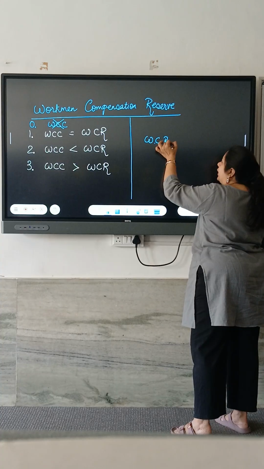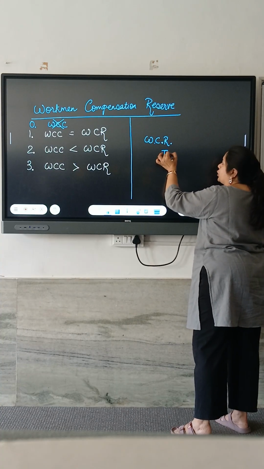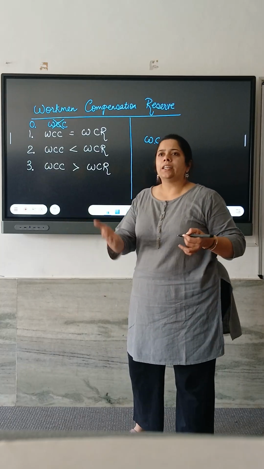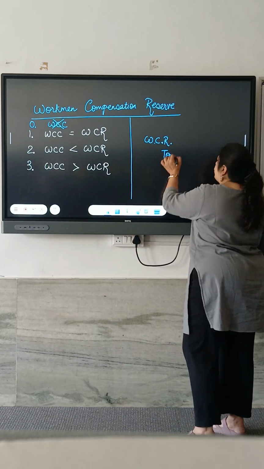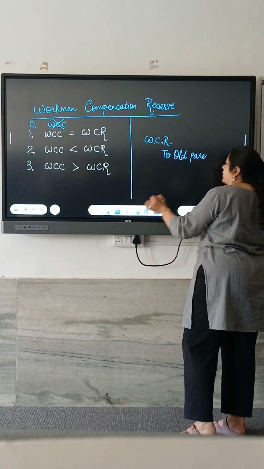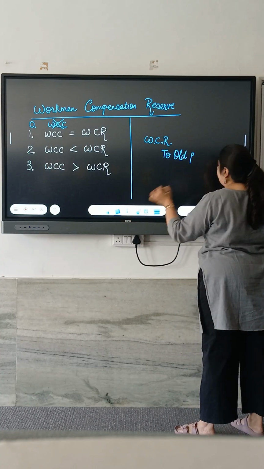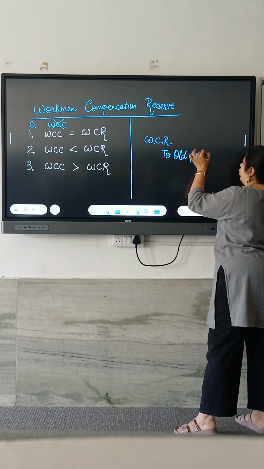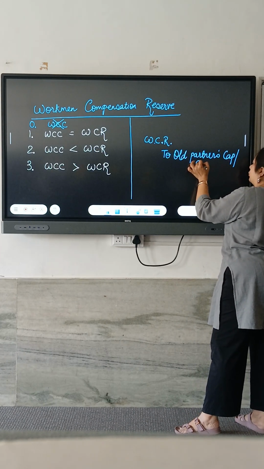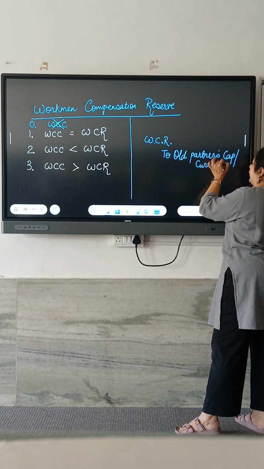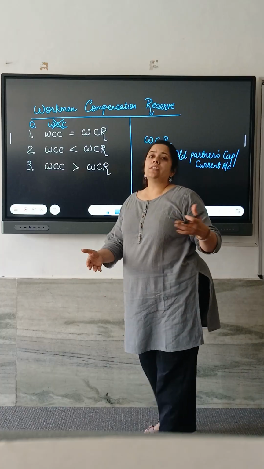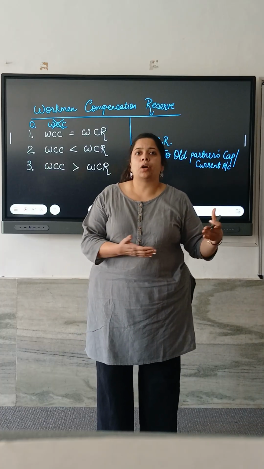You are going to distribute this workman compensation reserve, we call it WCR, amongst all the old partners who were existing in the partnership firm. To old partners' capital or current account. Now, when do we credit the capital account and when do we credit the current account? It depends on the method of capital which you are maintaining.